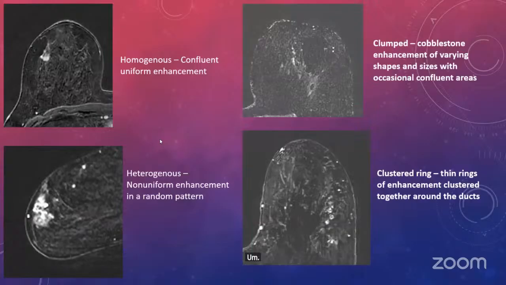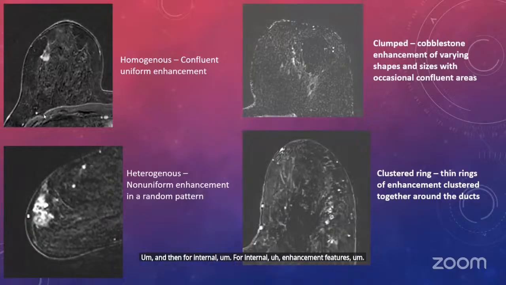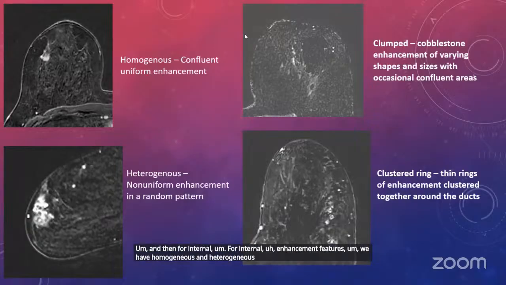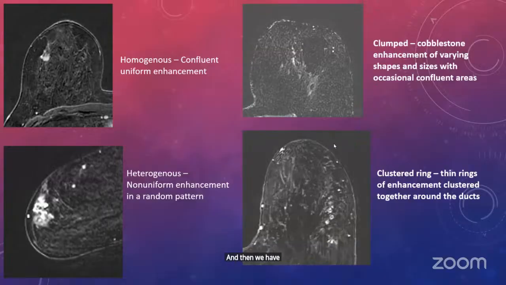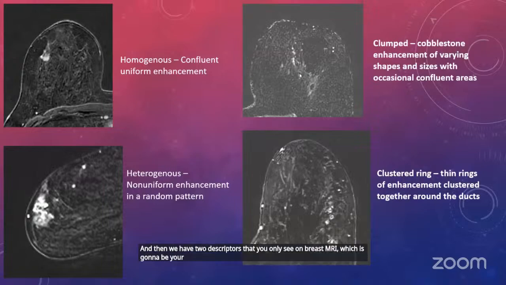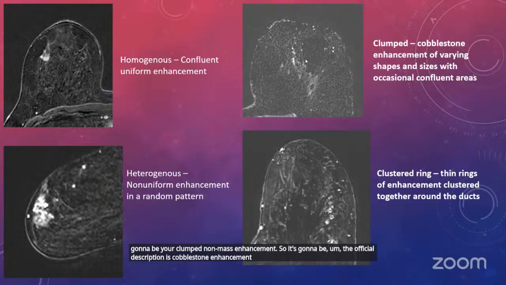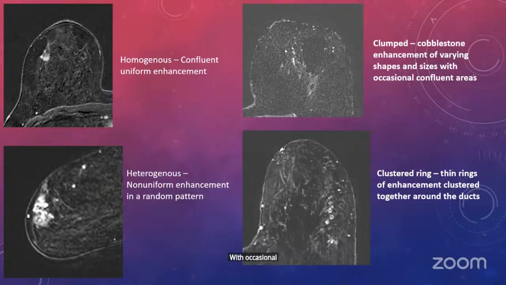And then for internal enhancement features, we have homogeneous and heterogeneous internal enhancement. And then we have two descriptors that you only see on breast MRI, which is going to be your clumped non-mass enhancement. The official description is cobblestone enhancement of varying shapes and sizes with occasional confluent areas. This is kind of an example of cobblestone enhancement.